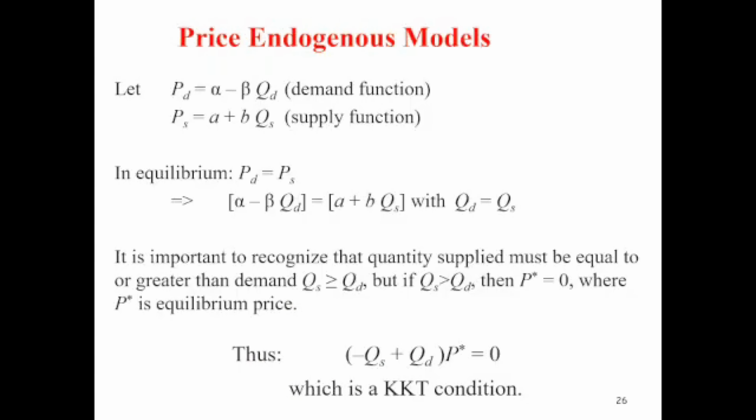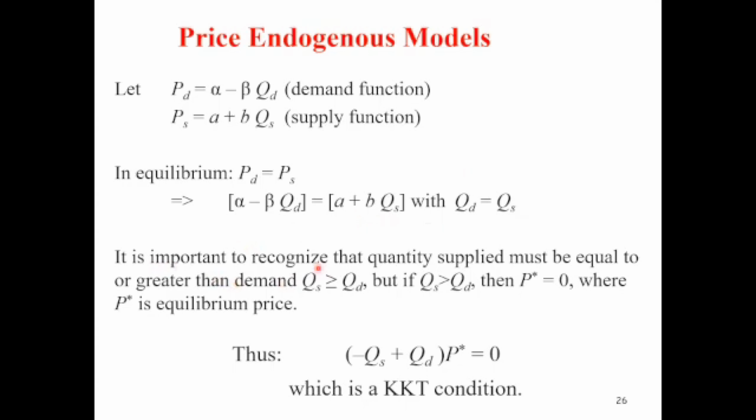One of the interesting models is a price endogenous model, where we have that the demand price is equal to alpha minus beta QD, where Q is demand, and that the supply price is A plus B QS, supply function. In equilibrium, the two must equal each other, so that alpha minus beta QD equals A plus B QS, and that QD equals QS, so then we can solve that.